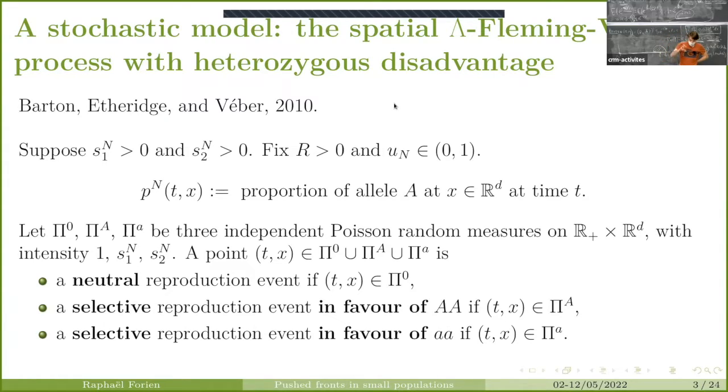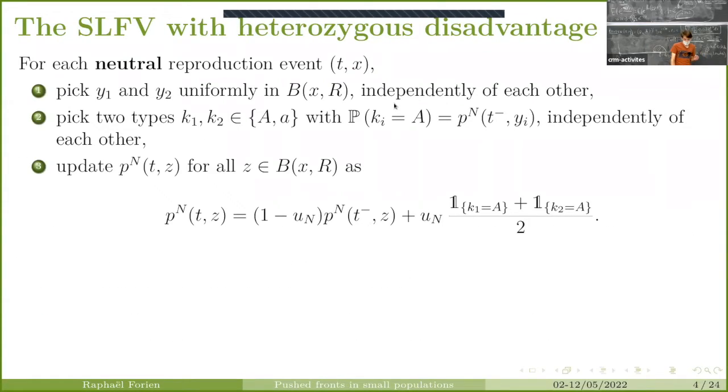We draw reproduction events at random at different locations and at different times. There are three types of reproduction events: neutral reproduction events, and selective reproduction events, which select either in favor of capital A individuals or little a individuals. These events are given by the points of Poisson random measures on R plus times R^d, so we have a time and a location. For example, a neutral reproduction event happening at time t at location x affects the individuals which are in a ball of center x and radius r.